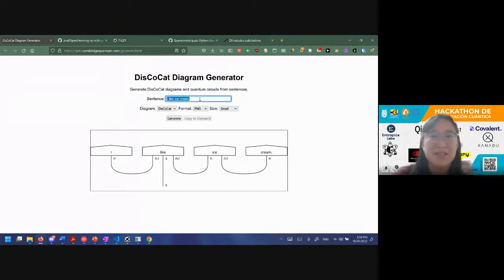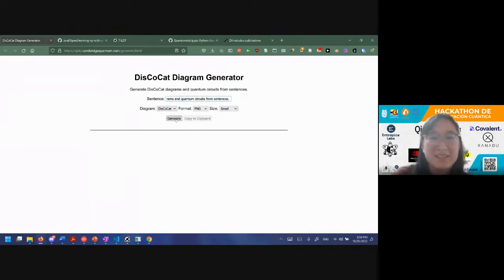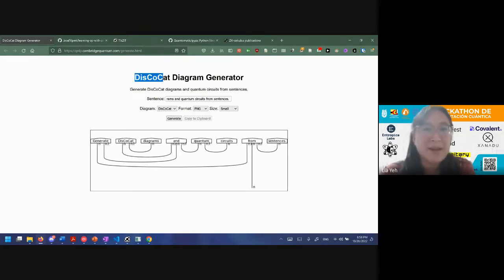I'll choose this sentence because I'm lazy. So this is DisCoPy running underneath. This is quantum NLP, but it also does other things. It also interfaces with PyZX if you prefer another version of an open source ZX calculus implementation. Yeah, so that wraps it up.